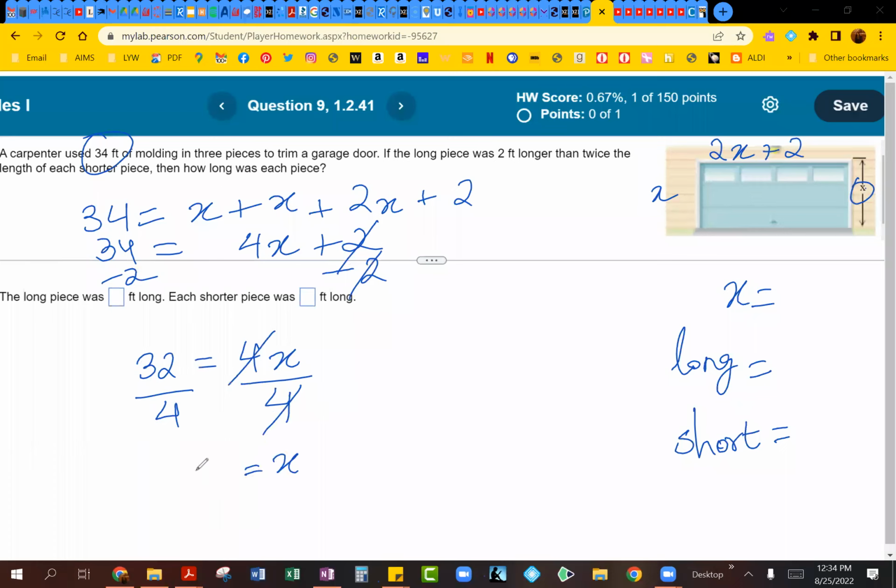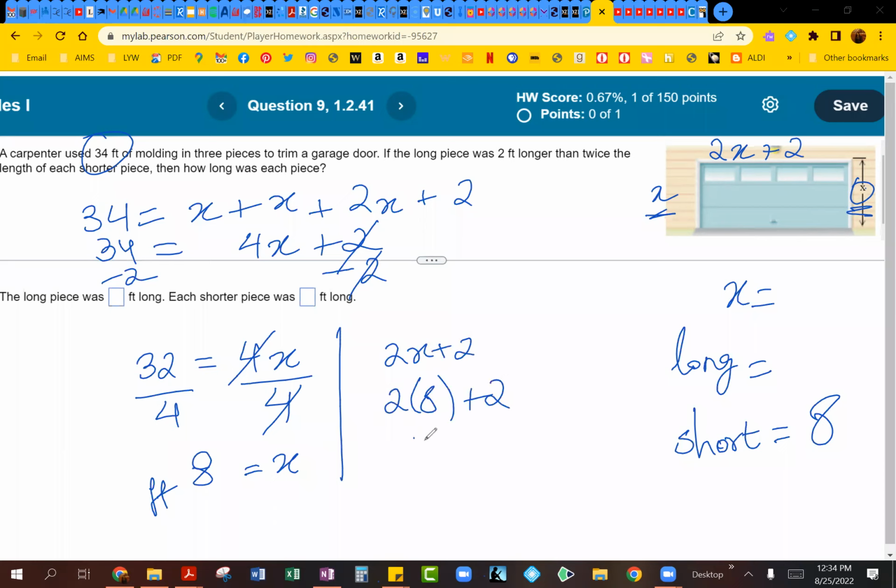4 goes into 32 8 times, and that 8, which will be feet, is the measurement of your shorter sides, right? So your shorter side comes out to be 8 feet long, and as you said, double that and it's 16. So that's going to be 16 for the 2 side edges. And then the longer piece is the 2x plus 2. So that would be 2 times 8, which would be 16. 16 plus 2 would be 18, and I think that's what, Louis, you told me.